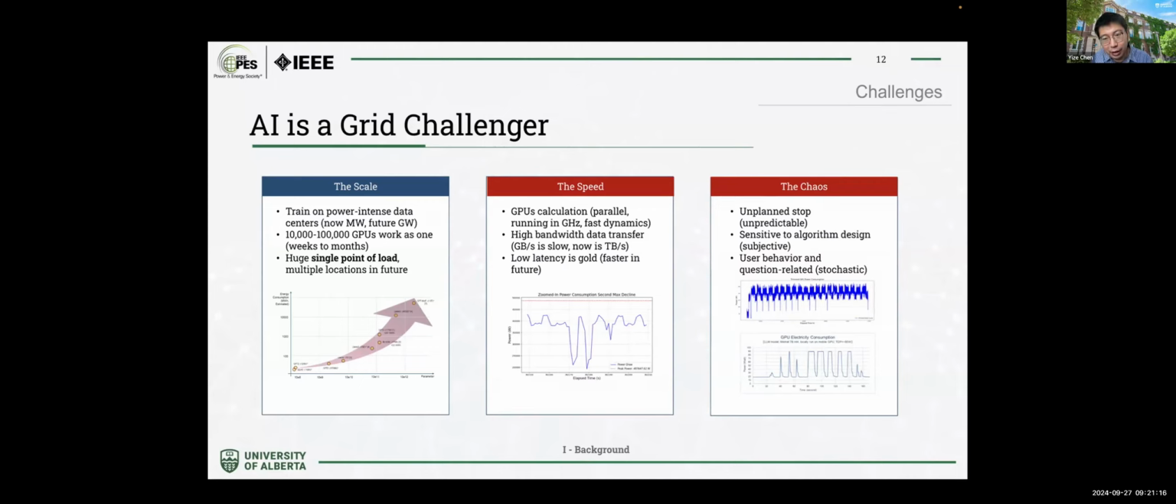Also, the AI load will be highly sensitive to the algorithm design. For instance, if we start a different procedure of the large language model, say doing inference, or fine tuning, or retrieval augmented generation, the AI load will behave in very different ways. This can also be very related to the customer or user behavior, which causes a lot of stochasticity. In the latter part of the talk, we will also highlight that due to this stochasticity, we bring a lot of transient behaviors and unexpected storms to our power grid operations.